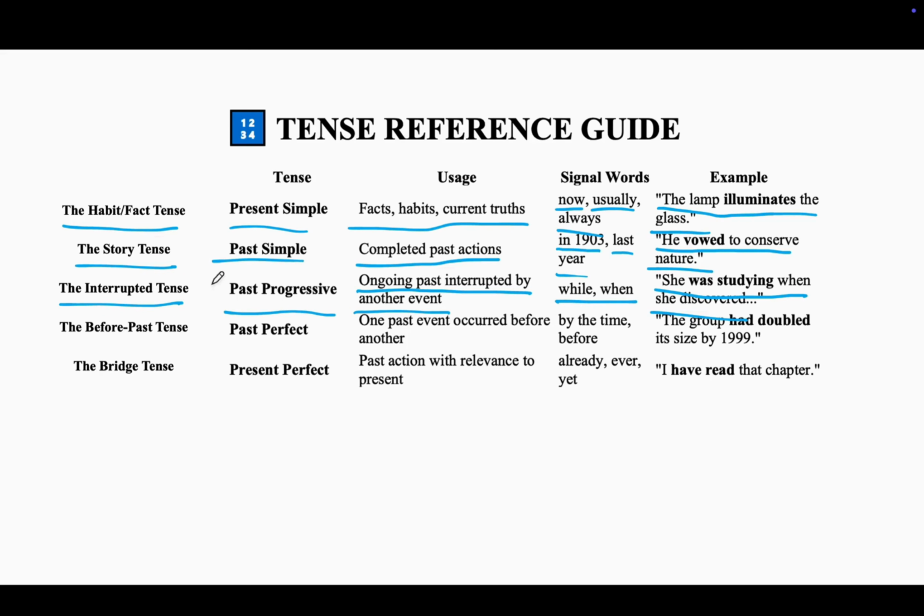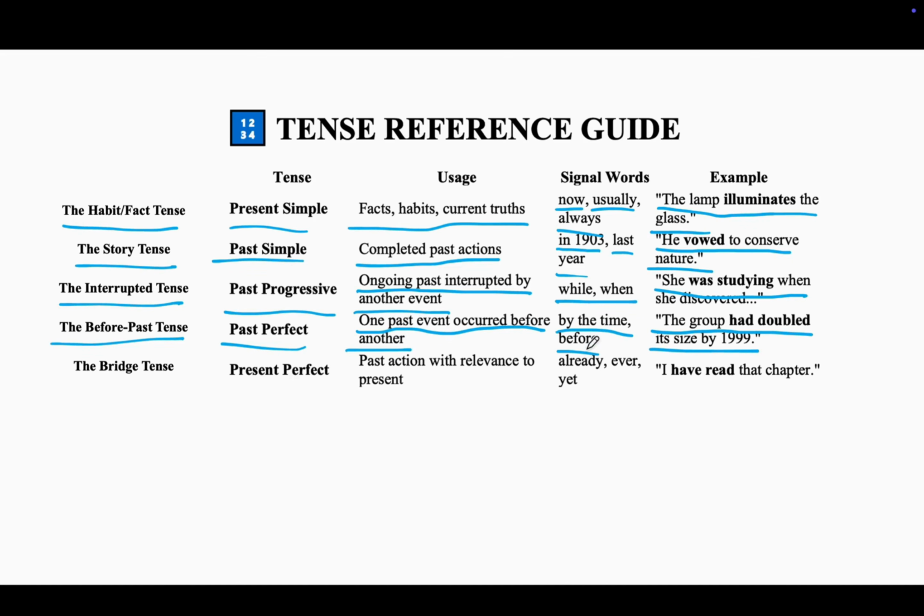Next up is past perfect, or the before past tense. We use past perfect when one past event happened before another. So for example, by the time they had completed the project, the group had doubled in size. So there is one past action which is doubling in size, and it was completed before another, which was finishing the project. And sometimes you'll see words such as by the time or before with this tense.